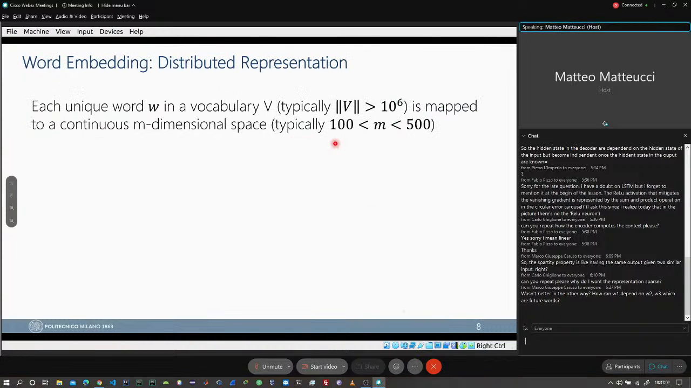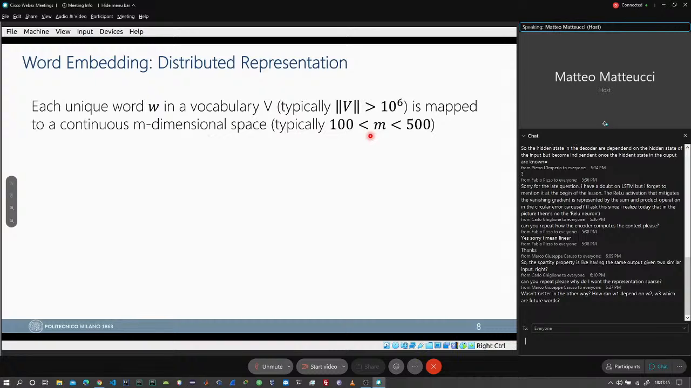Okay, the idea is to represent this embedding by implementing what is called a distributed representation. What is a distributed representation? It means that you take a word W in vocabulary V. Typically, the vocabulary is pretty big, it can get to 10 million words. You take this vocabulary in this high-dimensional sparse space, and you map it in a continuous m-dimensional space where m is usually a small number.